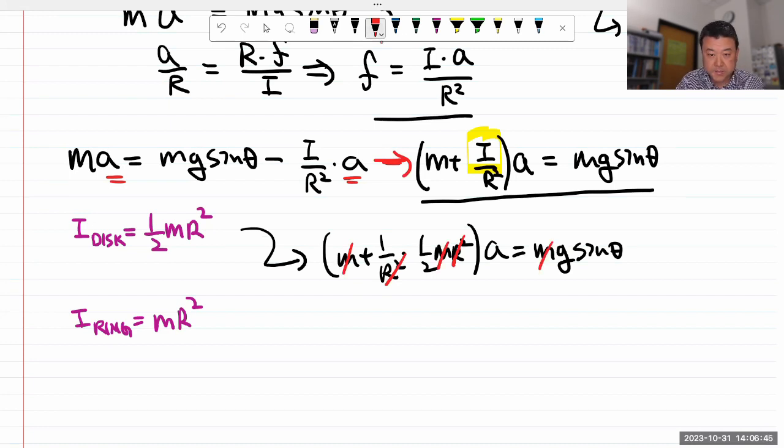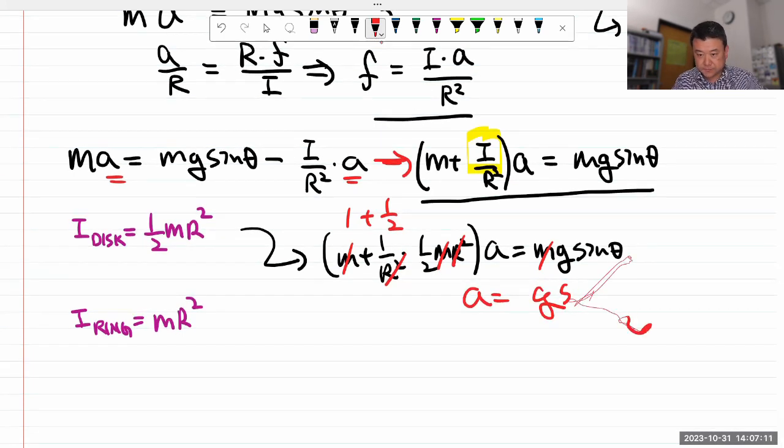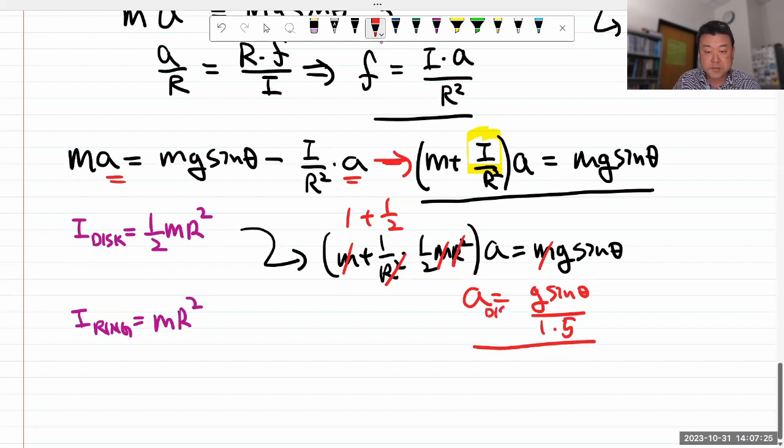So this parenthesis quantity is 1 plus 1 half, or 1.5. So in this analysis, the effect of the thing rotating is that the effective mass of the object is higher. Instead of having just 1, it's 1.5. So when you solve for acceleration, it's g sine theta divided by that. Let me divide by 1.5. So that's the case for a disk.